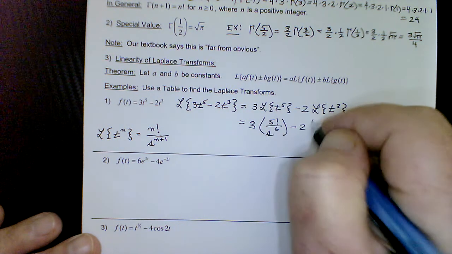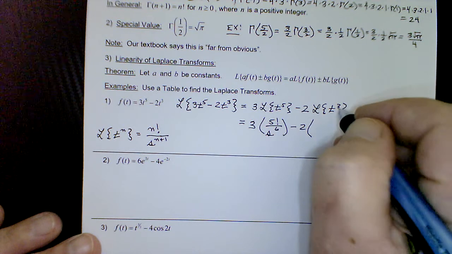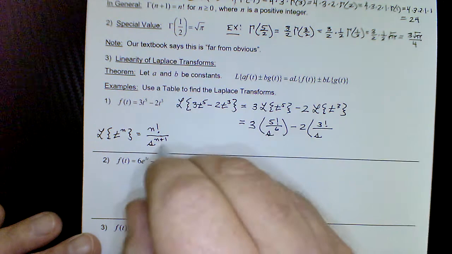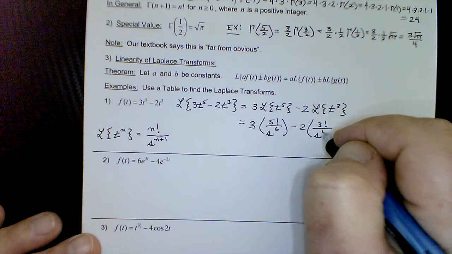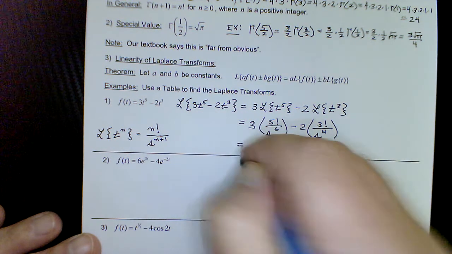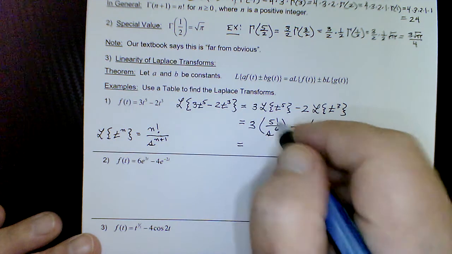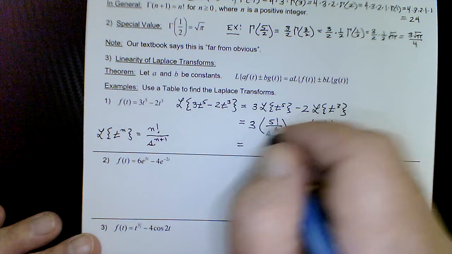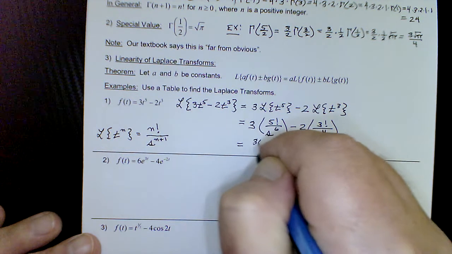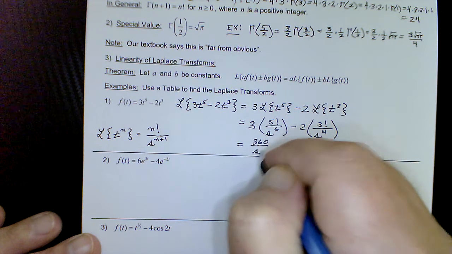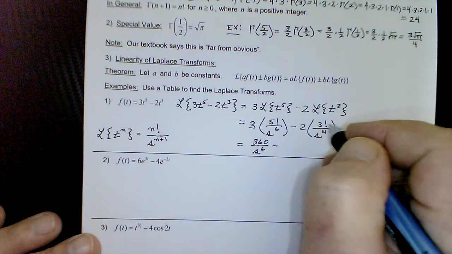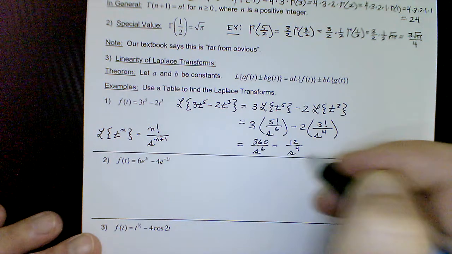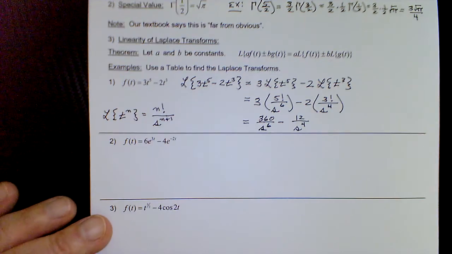And then here we have minus 2, same formula, n is 3, so 3 factorial over s to the n plus 1 is 3 plus 1, or the 4th power. And then evaluate the factorials, so that's 5 factorial, 120, use a calculator if you need to. It's just 5 times 4 times 3 times 2 times 1. So 120 times 3, so 360 over s to the 6th minus 3 factorial, 6 times 2 is 12 over s to the 4th. Okay, so that's how we handle that one.